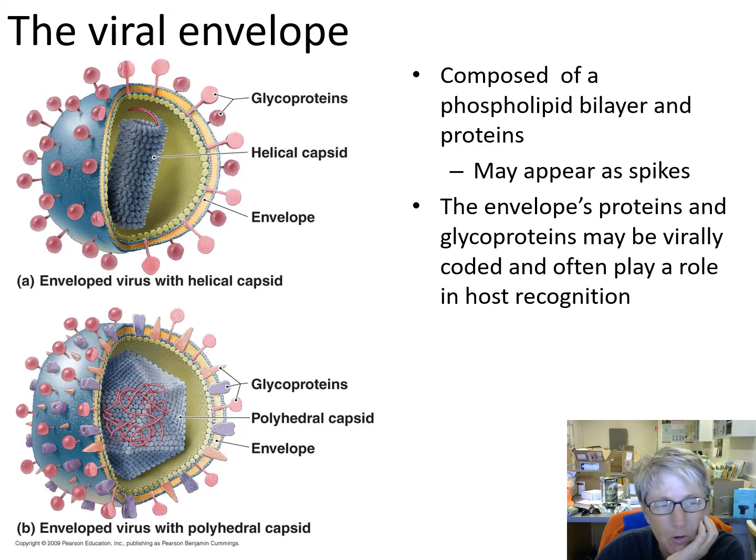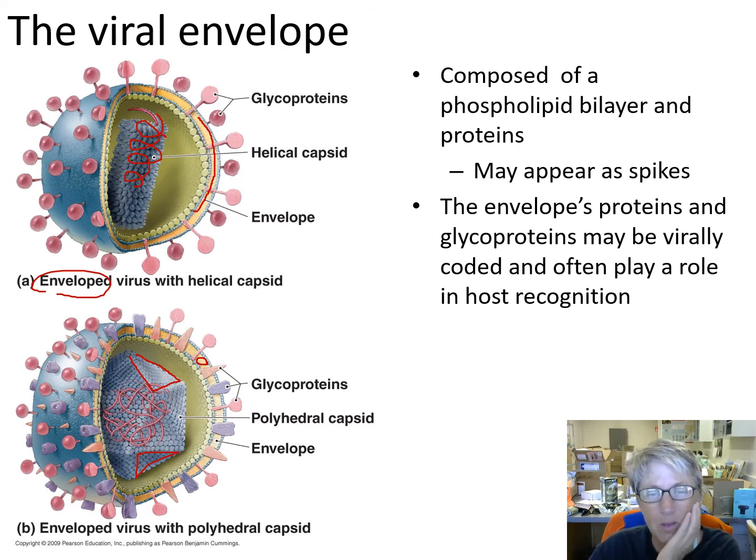Okay, so in this cartoon, it shows an enveloped virus with a helical capsid. So here's phospholipid bilayer, that's the envelope. Here's the capsid. It's got a helical shape, so it goes like this. And then this letter B is an enveloped virus, so it's got the phospholipid bilayer. But it's got a polyhedral capsid. So here's one side of the polyhedron. This would be kind of like another side of the polyhedron. And then it's got the DNA or the RNA, the nucleic acid, inside the capsid.